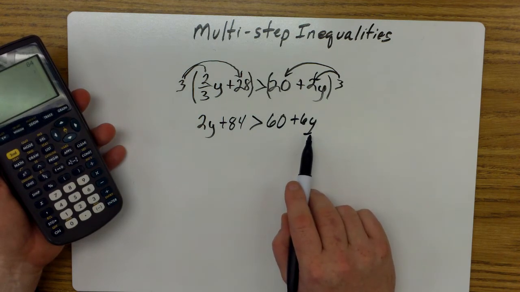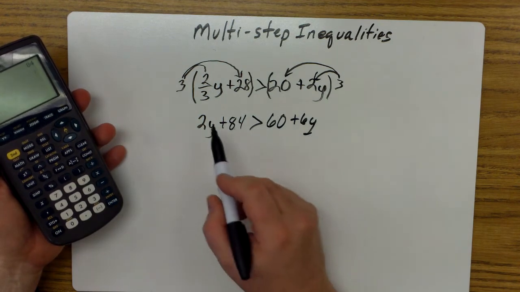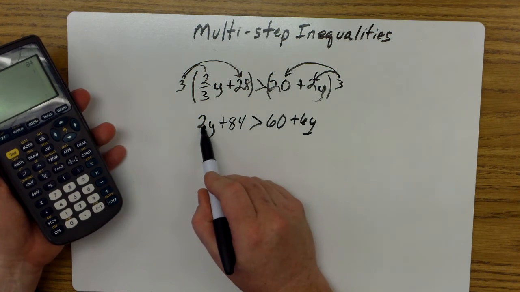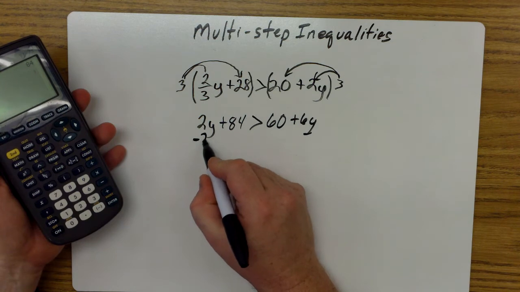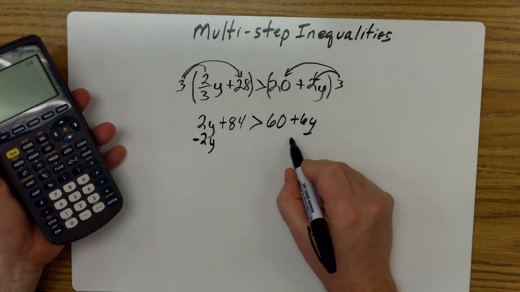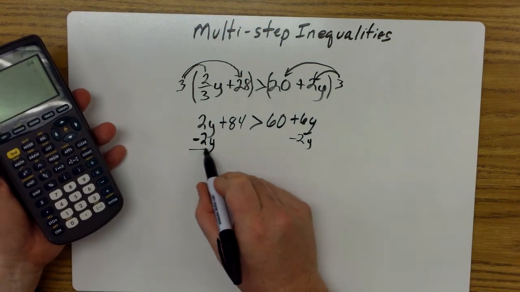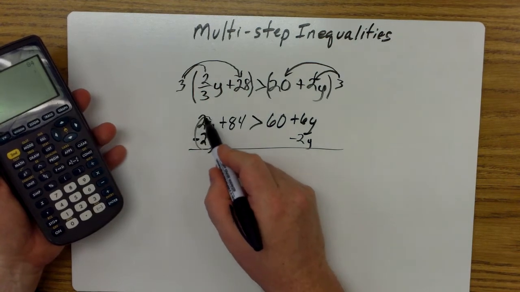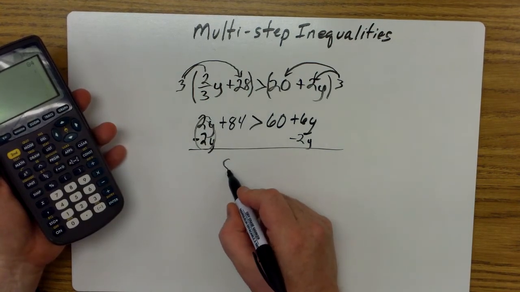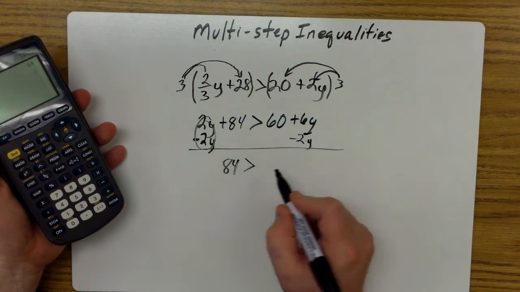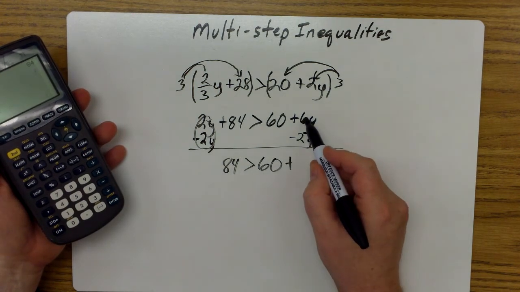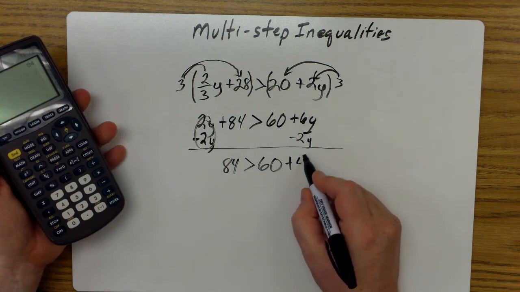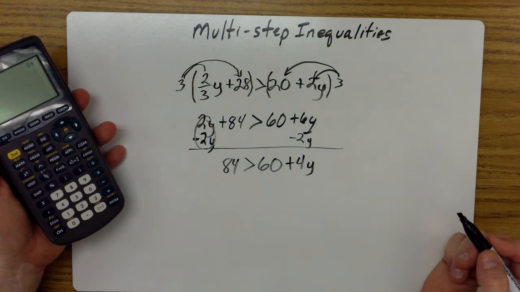Nothing there, so go on to step 2, which is move all your variables to one side. Since this variable here has a smaller coefficient, I recommend you eliminate it from this side by minusing 2y. And I have to minus 2y from the other side as well. That gives me a 0 plus 84 is still 84, greater than 60 plus 6 minus 2 leaves you with 4y.